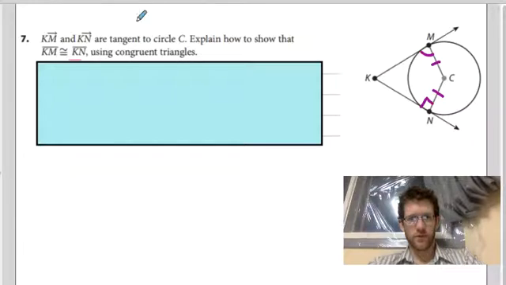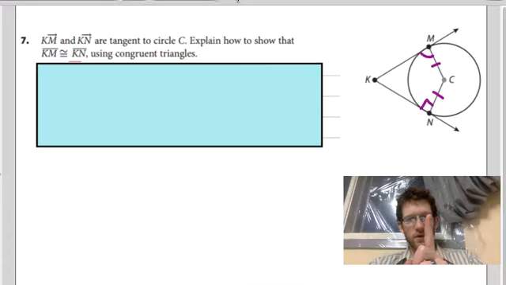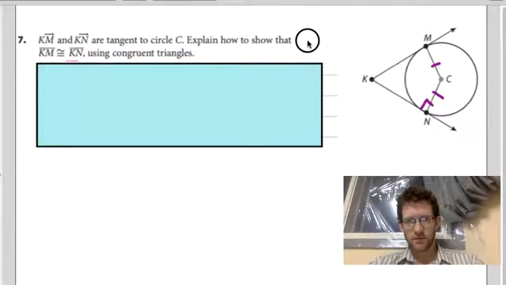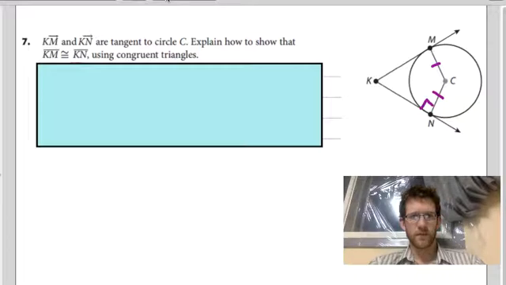okay, we'll go back to the question here. It says KM and KN are tangent to circle C. So this is tangent, this is a tangent. Explain how we can show that KM is congruent to KN using congruent triangles. So we've just made these two conclusions, right? Well, I should make that a 90-degree mark. Make that 90. Okay.